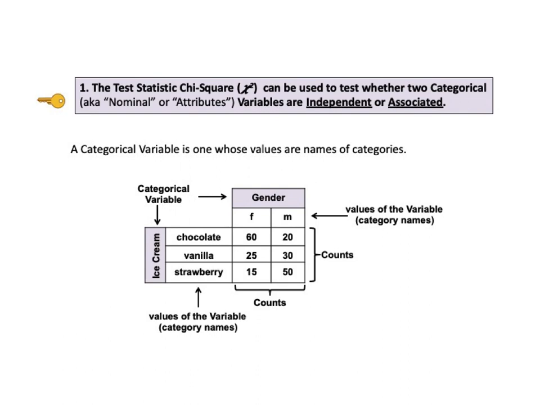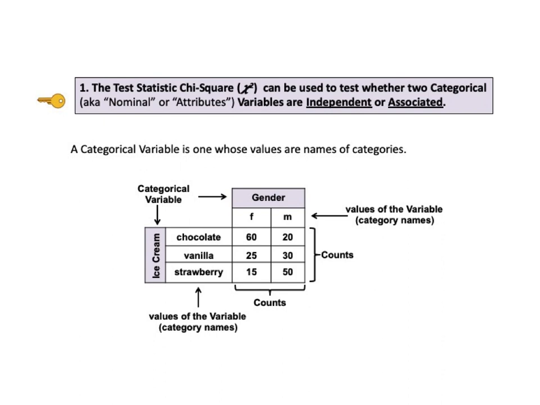This table has 2 categorical variables, gender and ice cream. The first categorical variable, gender, has 2 values. Its values are the category names, female and male. The second categorical variable, ice cream flavor, has 3 values, the category names chocolate, vanilla, and strawberry. Categorical variables are classified as non-numerical variables because their values are names, not numbers.